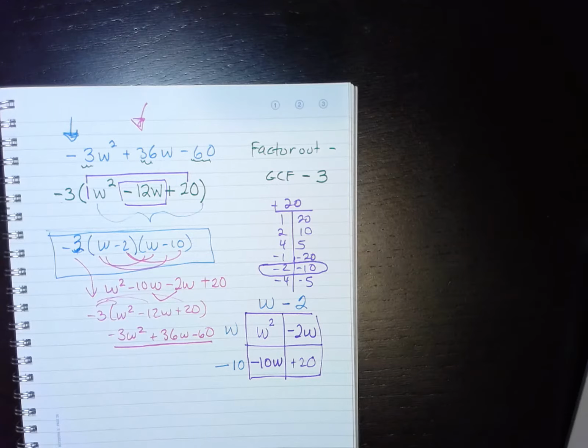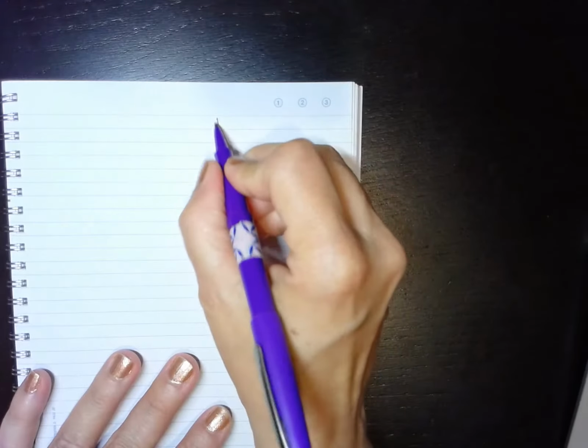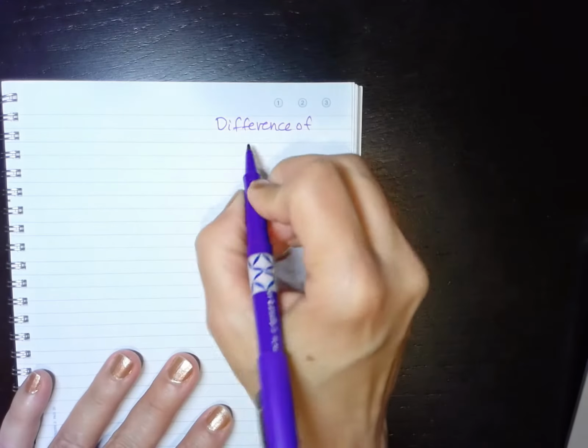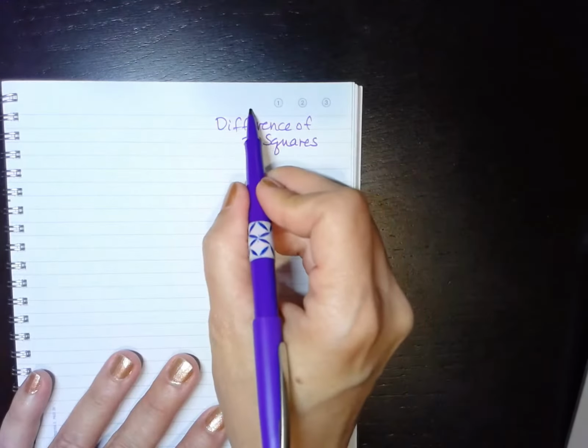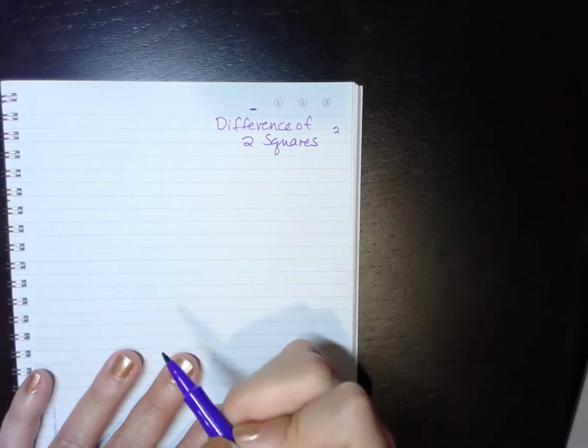Okay, let's try one more. This will be my last one in this video. You have to go back and remember something. I used the box method on those two, but on this problem, we're going to have to remember something called the difference of two squares, how to factor those. Difference means to subtract. Square means that they have to be raised to the power of 2.